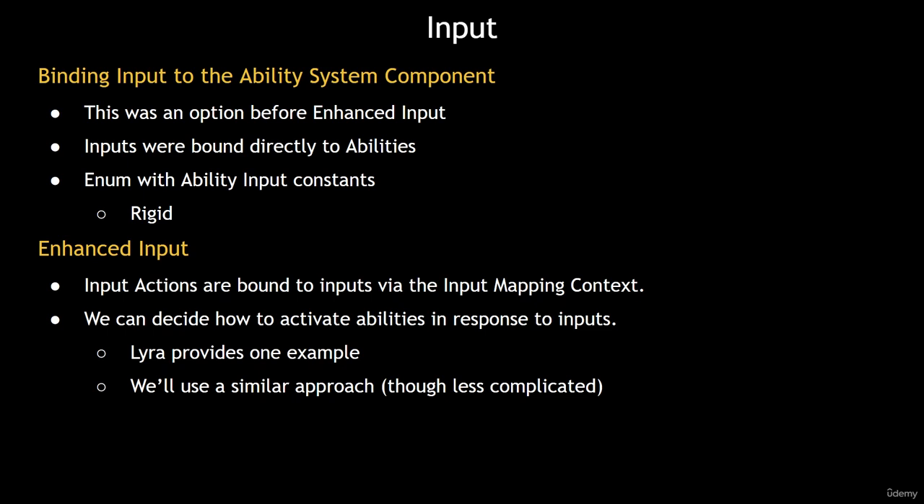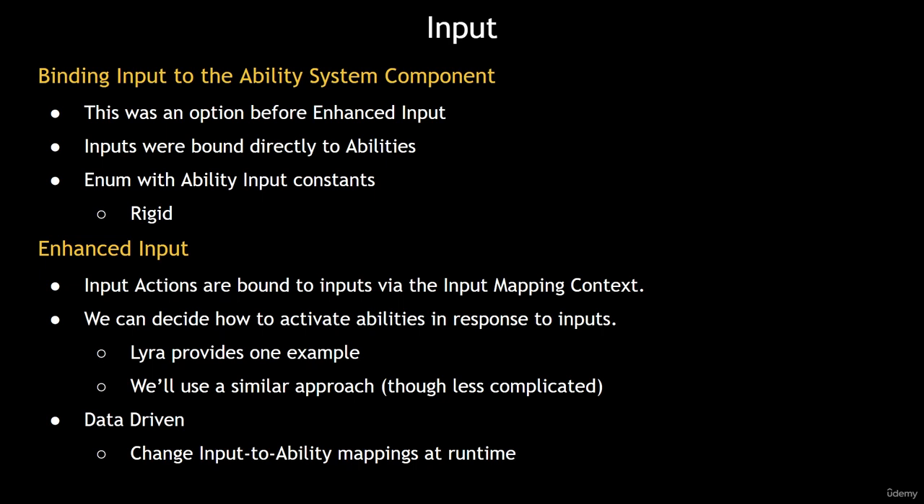So our approach will be a little bit less complicated, but that doesn't mean it will be less useful or flexible. We're going to take a data-driven approach. I'd like to be able to change the input to ability mappings at runtime. In other words, pressing the left mouse button to activate a specific ability should be something that we should be able to change at runtime.